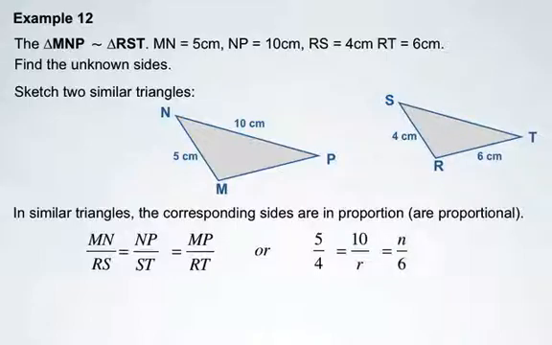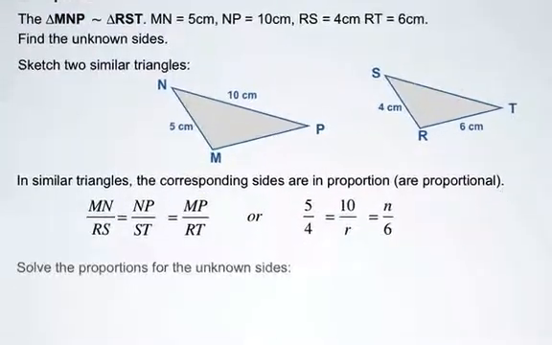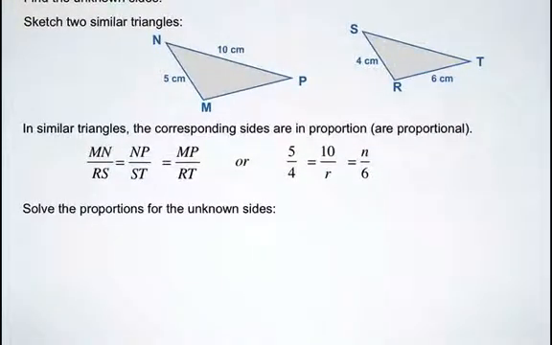And lastly, our final ratio has MP, which again is an unknown, but it's across from angle N, so we'll call it lowercase n. And its ratio in the corresponding triangle is RT. We're going to compare it to the 6 centimeters for that side. So now we're going to solve the proportions for the unknown sides.